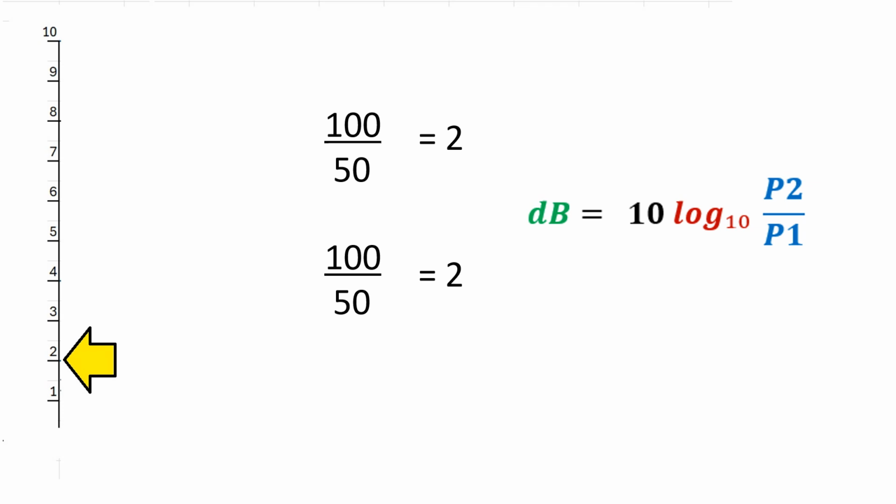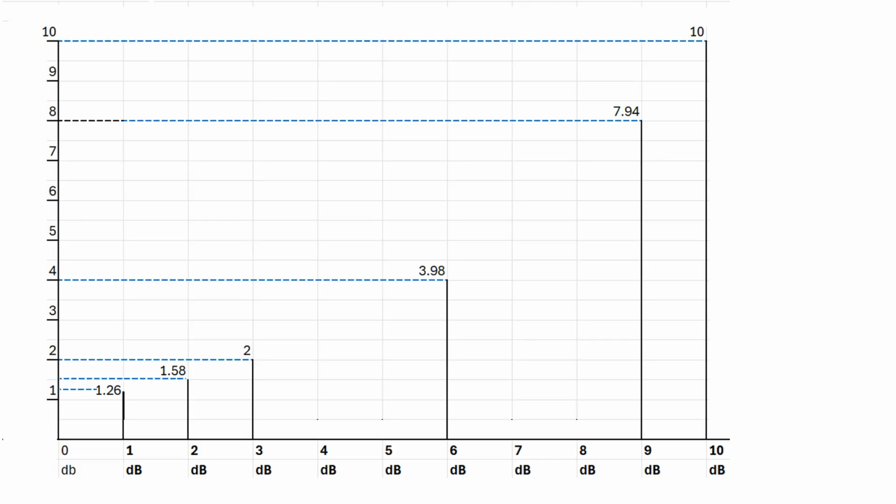So let's move on to this. This is a chart. And over here is the power gain or loss, the ratio. And here is the dB scale. So as you can see, if I have 10 dB of gain, I get 10 times the power. If I have 9 dB of gain, I get 8 times the power. 6 dB, I get 4 times. 3 dB, I get 2 times the power.